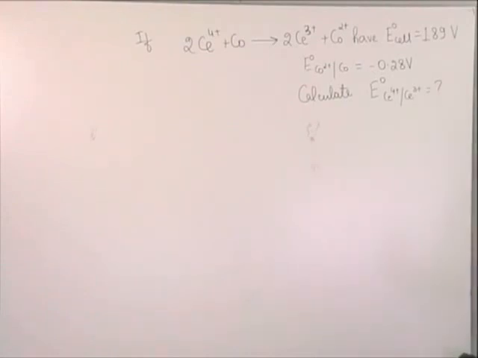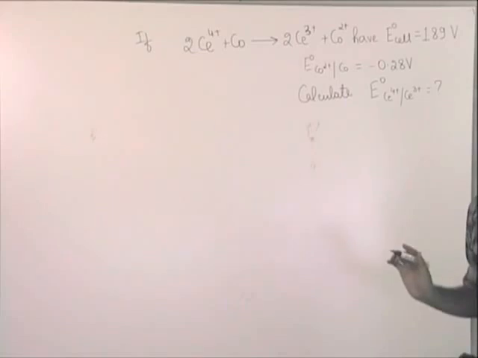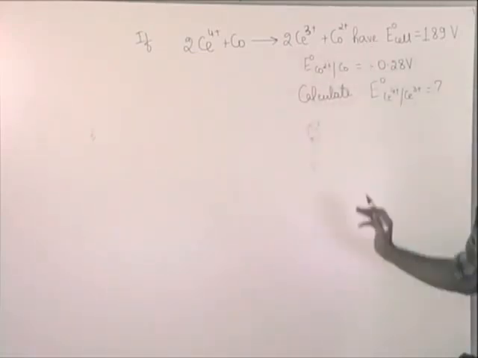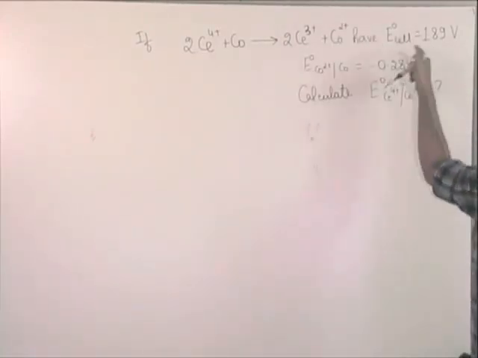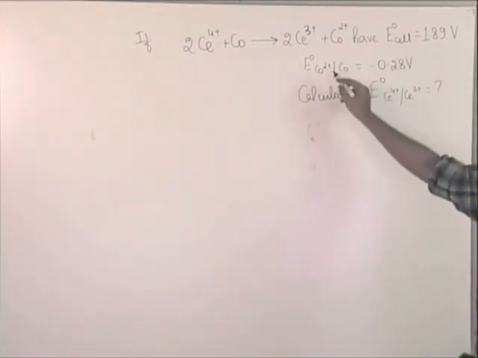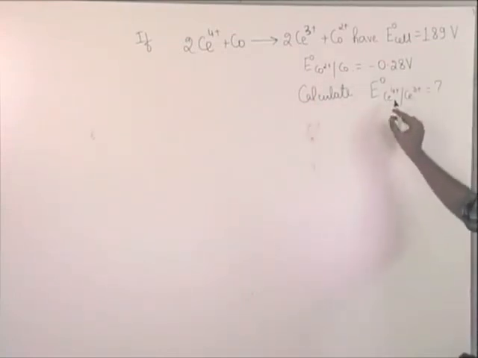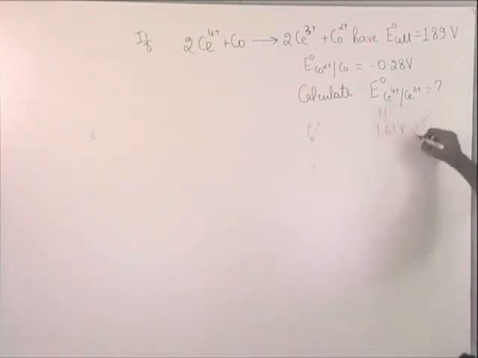So this is a question which is given to you: for this reaction cerium 4 plus is changing to cerium 3 plus and cobalt is changing to cobalt 2 plus. For this whole cell reaction, you know E naught cell is this. If E naught cobalt 2 plus to cobalt is minus 0.28, calculate E naught for cerium 4 plus to cerium 3 plus. Do it. What is the answer which you are getting? 1.61. Yes, this is the right answer.